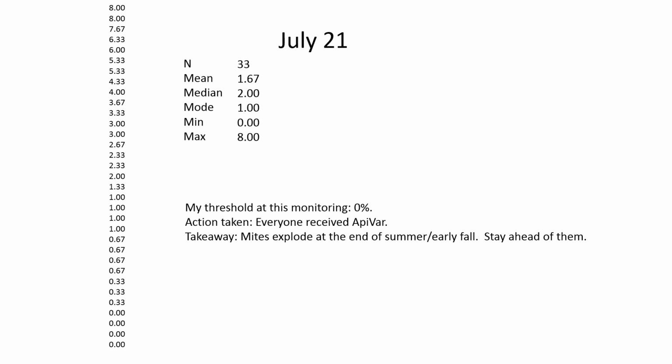in late July, early August gets treated, just because I know what happens to our mite numbers in August and September. They really go through the roof, sometimes even with the treatment, and certainly a lot of times without a treatment, things just really go crazy. So everyone received Apivar here. The takeaway: mites explode at the end of summer, early fall, so try to stay ahead of them.